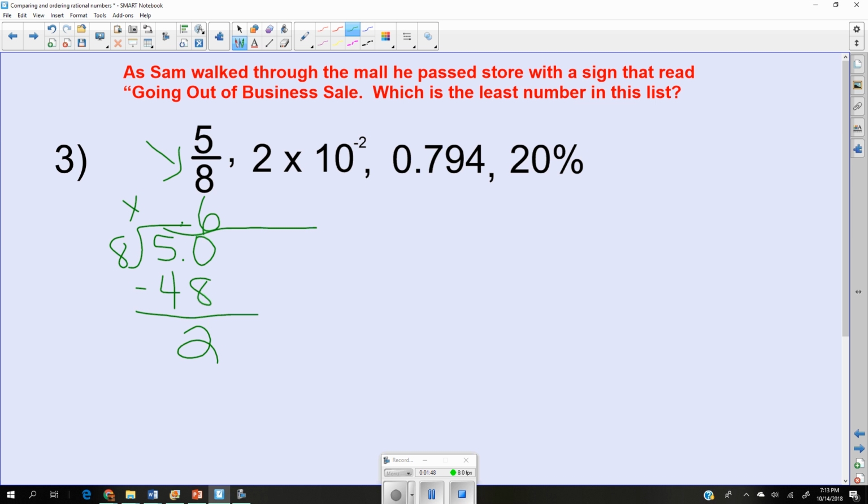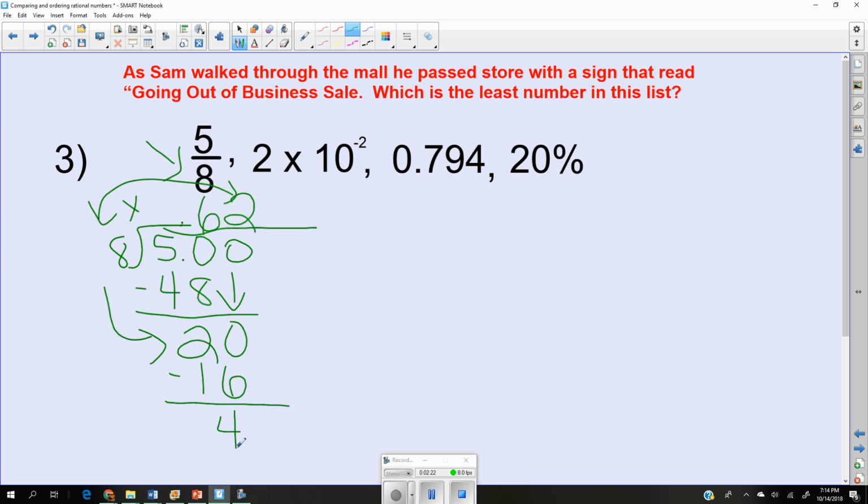Since we have a remainder, let's add our 0 and bring it down. 8 times what is close to 20? Well, 8 times 2 is 16. 8 times 3 is 24. 24 is too big, so we have to go with the 2. Now we multiply 8 times 2, and we get 16. Then we subtract. 20 minus 16 is 4. Our remainder is smaller than 8, so we're good to go.